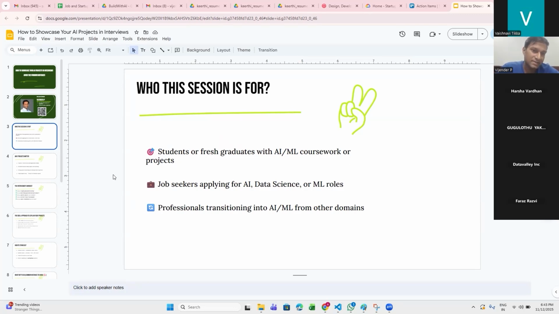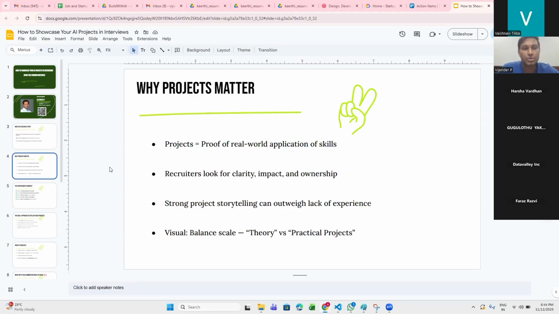Like I said, the rules are pretty much the same irrespective of whether you're a student or a fresh graduate, or someone who is already working and transitioning into this space from a different field. Like you may be a Java developer or someone who is into VLSI, and you want to move into this field, then also the same rules apply. One of the most important things is how you present your projects in AI.